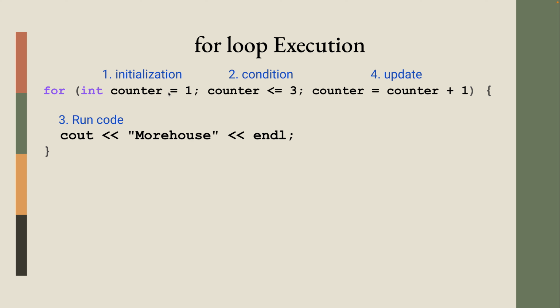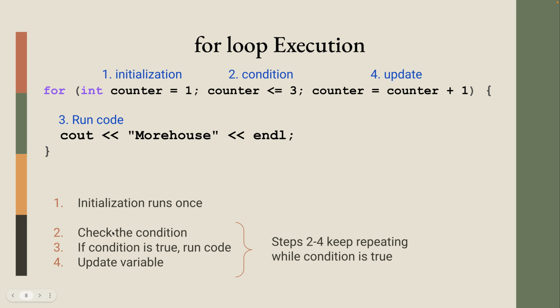So the initialization is just going to run once, but then steps 2, 3, and 4 keep repeating. We check the condition. If it's true, we run the code. And then we only do the update at the end of the loop. Just like with while loops, where I encourage you to put the update as the very last line in your loop, with for loops, it will automatically do that for you.